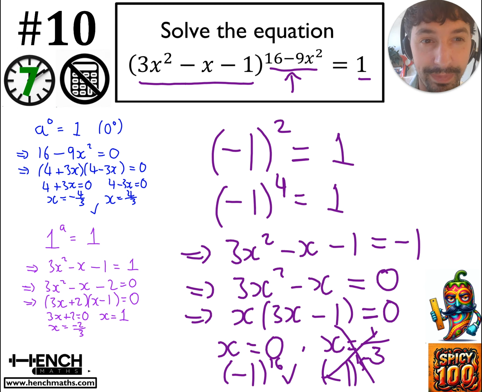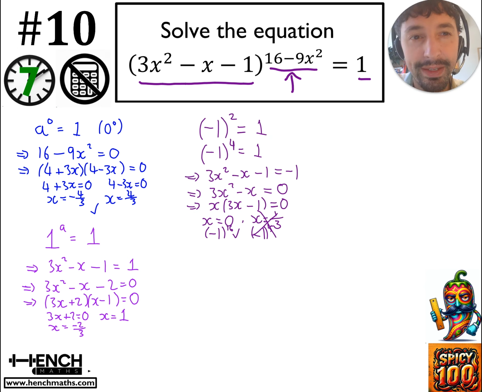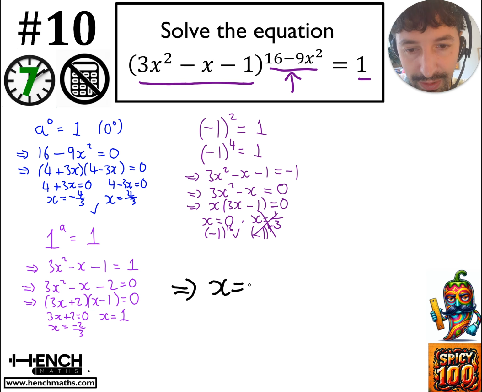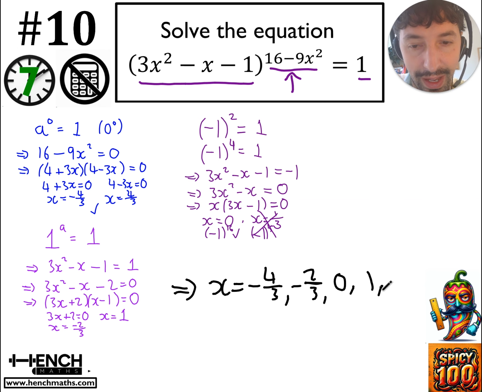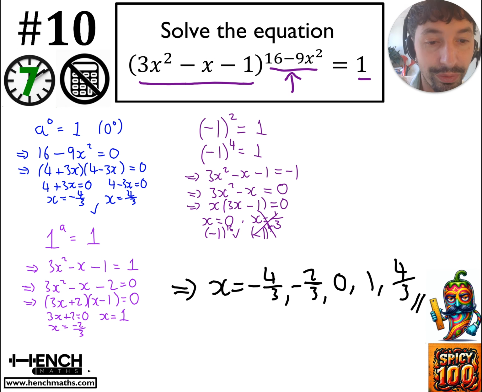So we found 5 solutions. Let's compile all these 5 solutions together. We'll do it in ascending numerical order. So we're going to get x equals negative 4 over 3, negative 2 over 3, 0, 1, and 4 over 3. So well done if you got all 5 solutions there.